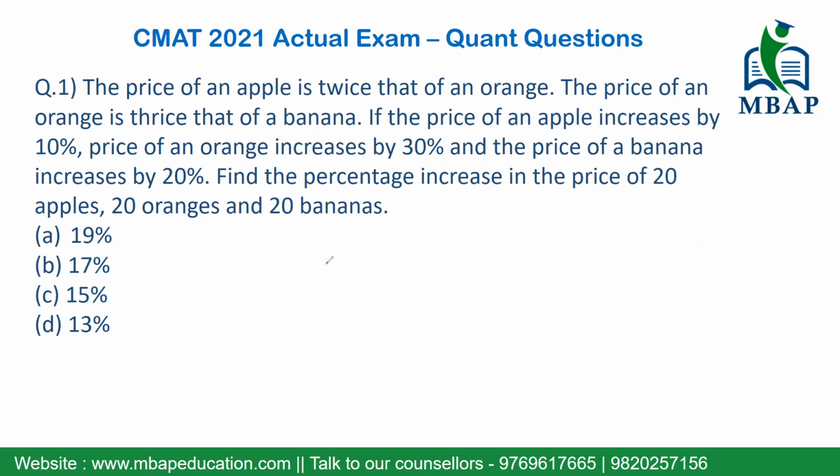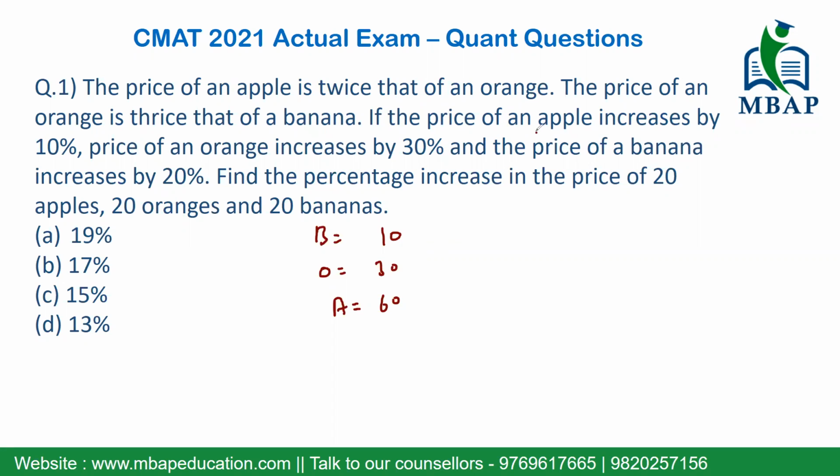The question says the value of orange and apple is dependent on banana, right? So in that case, let me assume the value of banana first. Let's assume banana is costing 10 rupees. In that case, orange is going to cost you 30 rupees because it is 3 times, and apple is going to cost you 6 times, which is basically 60 rupees. That's what has been given to you. Read it well. Clear?